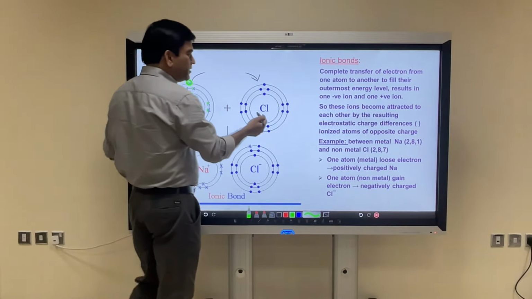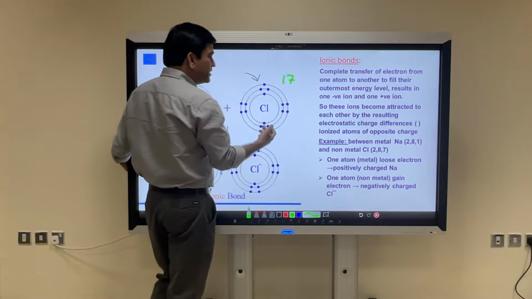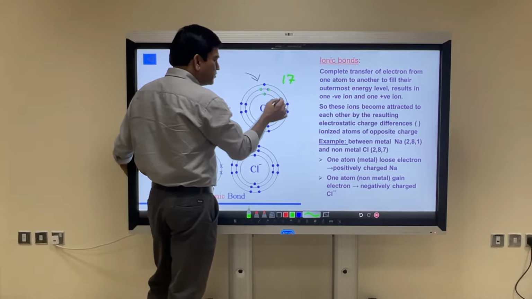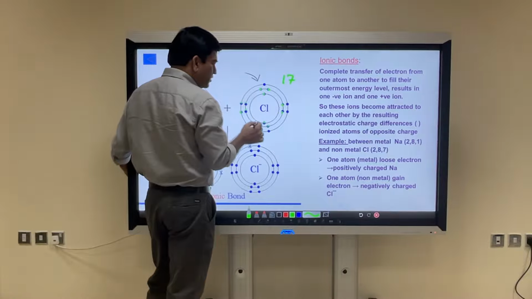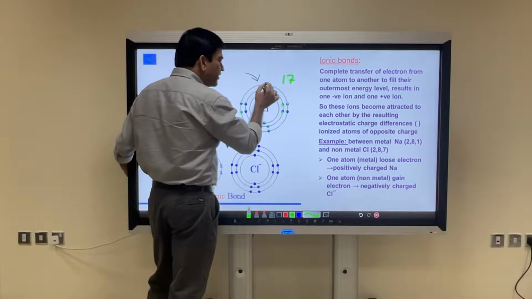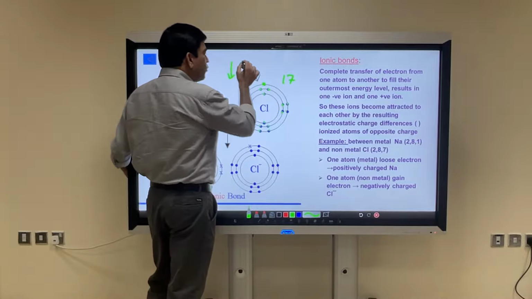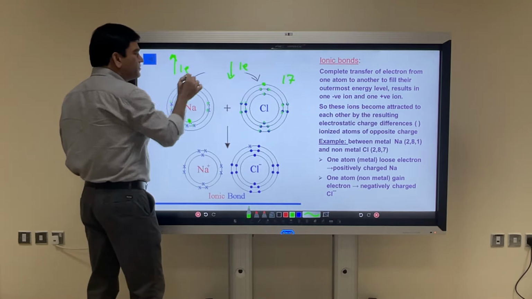And chlorine, what is the atomic number? 17. It means you have 17 electrons. So in the first shell, you have 2. In the second shell, you have 8. And in the third shell, you have 7. So you can say there is a deficiency of 1 electron. And here, there is an excess of 1 electron.